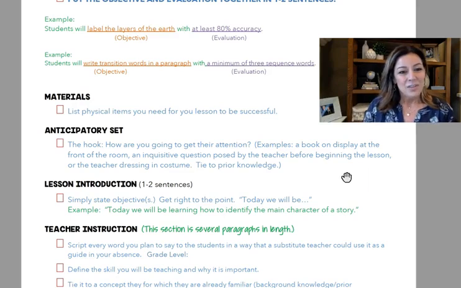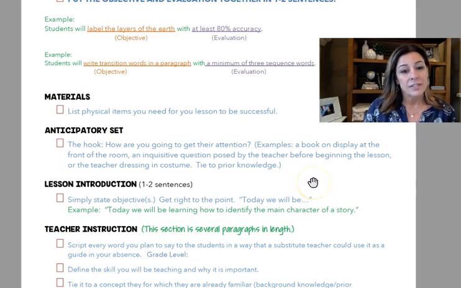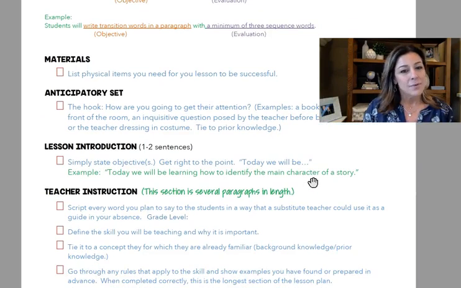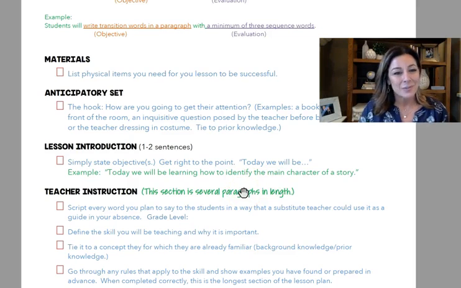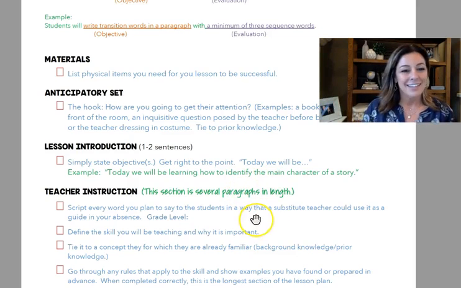All right, moving on, we have our lesson introduction. And like I said before, get right to the point, keep it short and sweet. If you look back at your objective, what is it that you want them to be able to do by the end of the lesson? That is your introduction. Today we will learn how to identify the main character of a story. Boom. That's all you need.